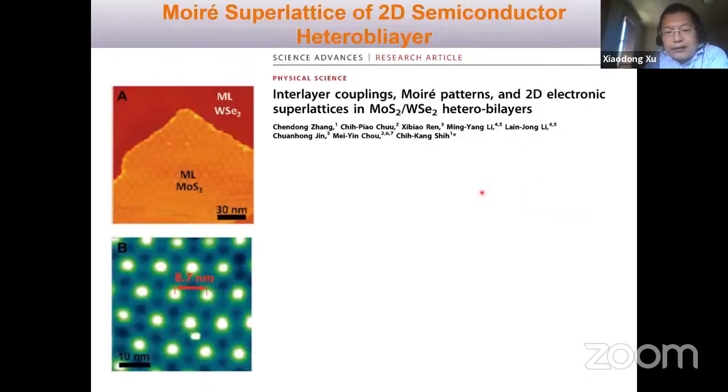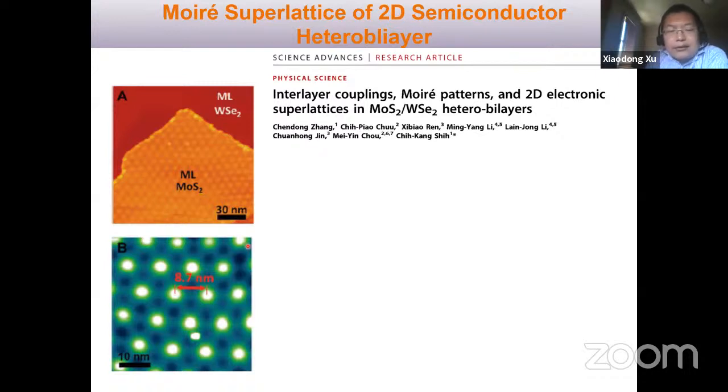So the work mostly started and focused on these graphene systems, but actually there are all kinds of different 2D materials, and there are also Moiré superlattice potentials on these different 2D material systems. One of my favorite systems is transition metal dichalcogenides, which are semiconductors. Early research already shows that when you stack two different transition metal dichalcogenides on top of each other, it also forms a Moiré superlattice with periodic potentials.